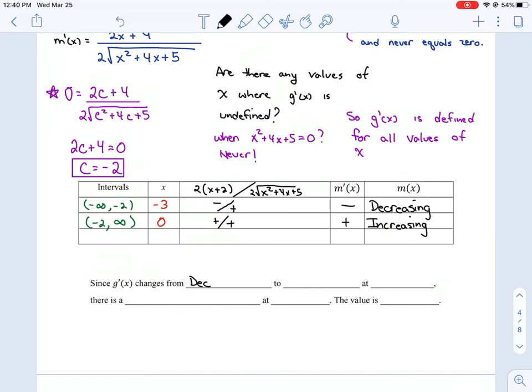Since the function changes from decreasing to increasing at x is equal to -2, there is a local minimum at x is equal to -2, and the value is 1. And we get this 1 by evaluating the original function at x is equal to -2.